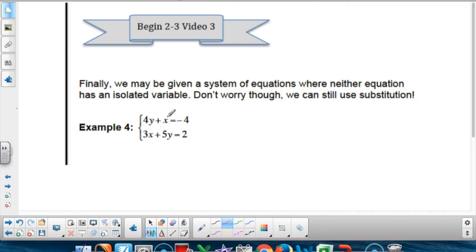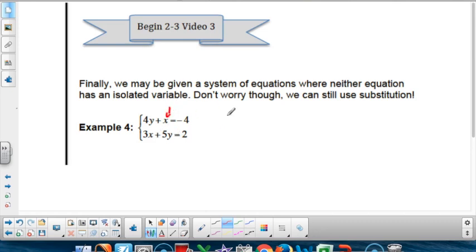So what I do is I look at my system and I try to find which of these variables is going to be easiest to isolate. Well, I've got this x here that doesn't have a coefficient, doesn't have anything else with it. It's a nice, easy, positive x. So I'm going to try isolating that one.